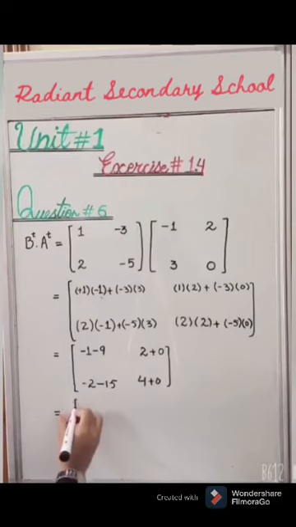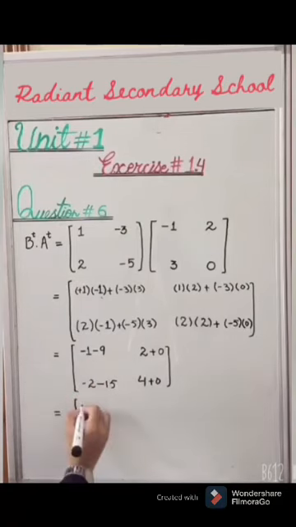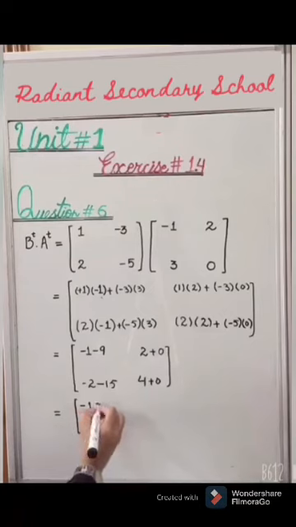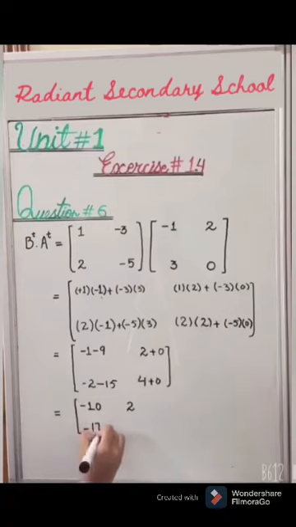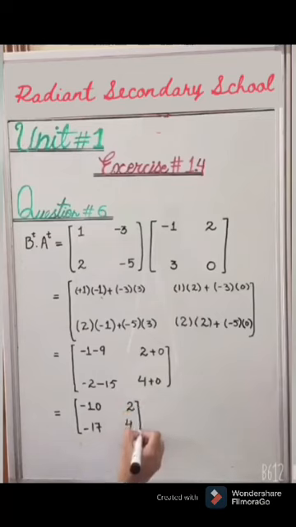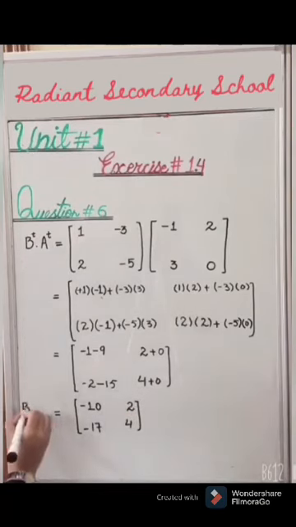In the next step, minus 1 minus 9 is equal to minus 10. 2 plus 0 would be equal to 2, and minus 2 minus 15 will be equal to minus 17, and 4 plus 0 would be equal to 4. And this is our B transpose into A transpose.